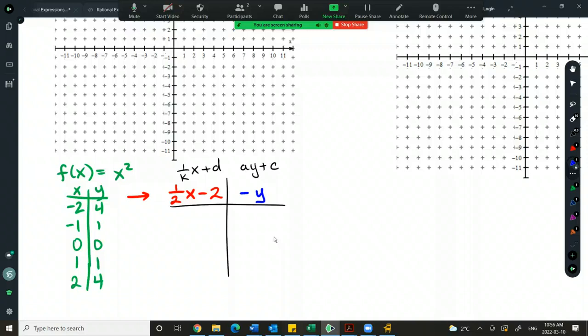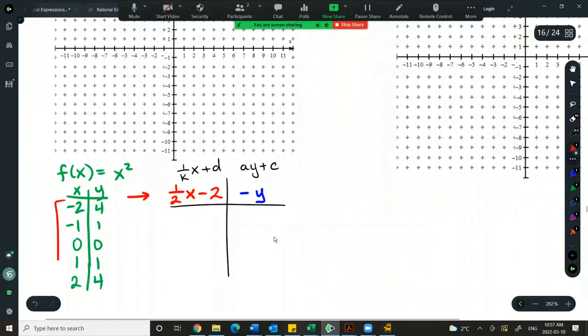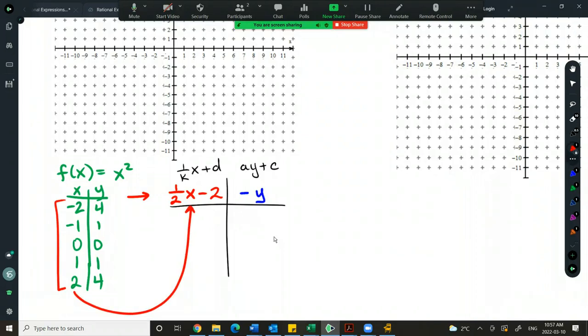So this is going to do everything together for us, which is really nice. We are going to take all the x's, and we're going to plug them each in here. We're going to half them, and then we're going to subtract 2. Another way of saying multiply by a half is divide by 2. So you're going to take all your x's, divide them by 2, and then subtract 2.